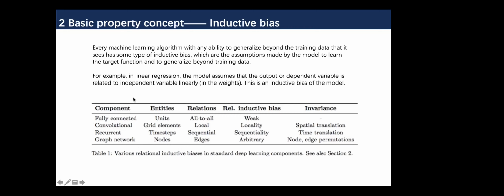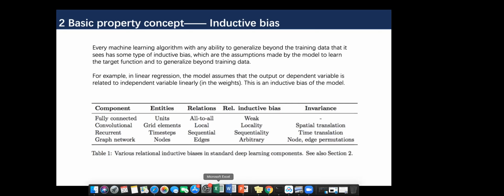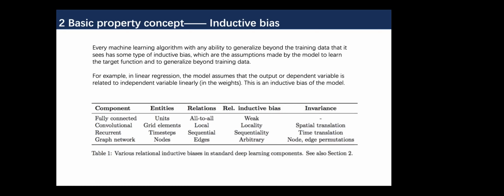The relation in the fully connected network is all-to-all, because it's fully connected. Convolutional is local, because it can only see the relationship within a small area. The recurrent is sequential, and for the graph network it is edges, because we have nodes, and edges are the relations between the nodes.